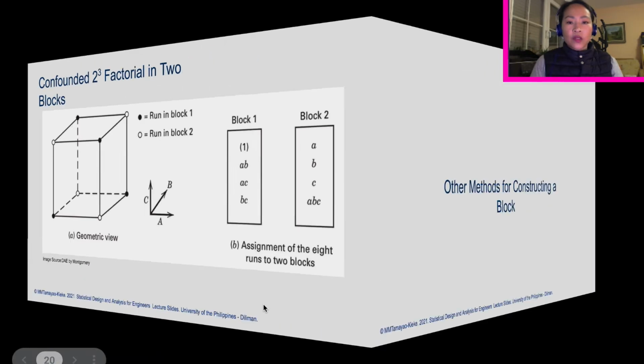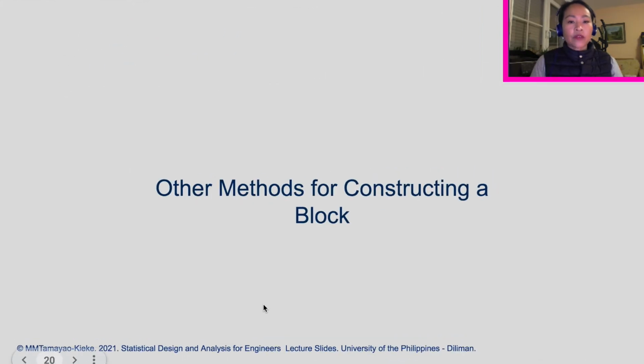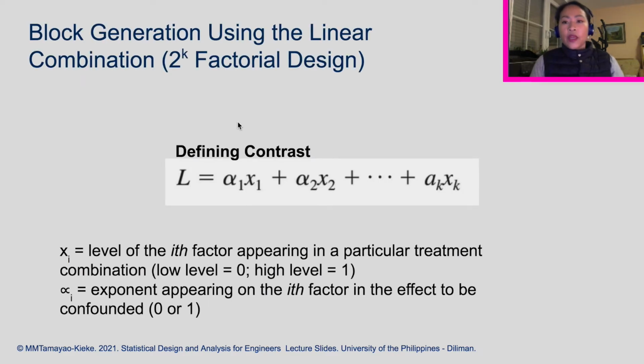Now, there are of course other methods for constructing a block, and this would come in handy, especially when you have larger values for k, or you have more factors. The first one that we're going to talk about is block generation using the linear combination. This is for the 2 to the k factorial design.